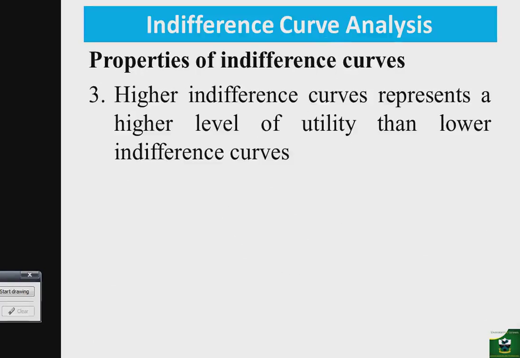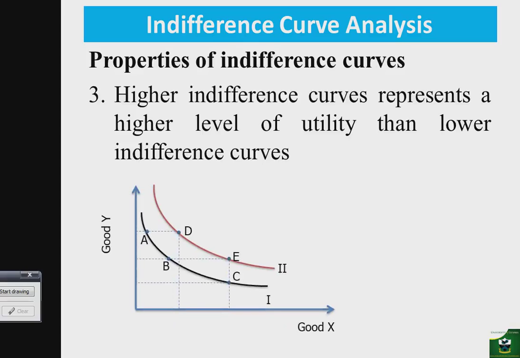Okay. The third property is that the higher indifference curves represent a higher level of utility than lower indifference curves. Now, recall from the previous set of an indifference map that we had indifference curves from 1 all the way to 4, and we said the higher the indifference curve, the more the utility a consumer will generate. However, we can still represent that here, that indifference curve 2 has more utility compared to indifference curve 1. And in this case, D and E have higher satisfaction levels than A, B, and C. But it should be noted that D and E have equal levels of utility. A, B, and C have equal levels of utility.